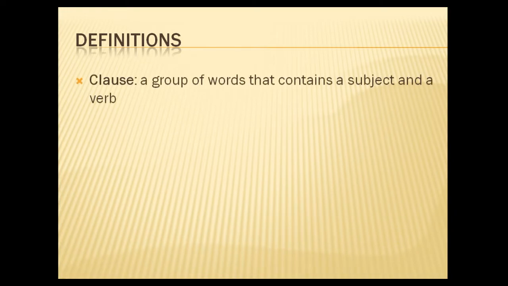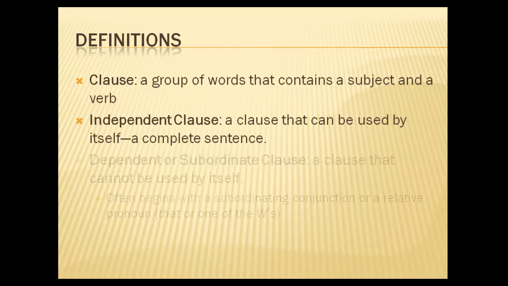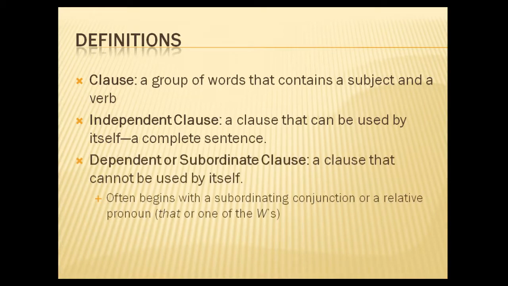First, a clause is a group of words that contains a subject and a verb. An independent clause is a clause that can be used by itself. It's a complete sentence. It doesn't need to be attached to anything else in order to work. Whereas a dependent or subordinate clause is a clause that cannot be used by itself. Oftentimes it's going to begin with a subordinate conjunction or relative pronoun. Typically it's that or one of the W's used in a declarative sentence, not necessarily in a question.